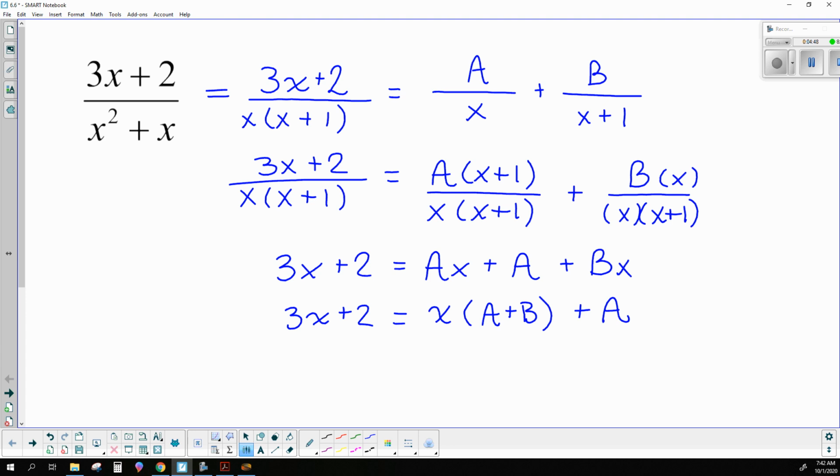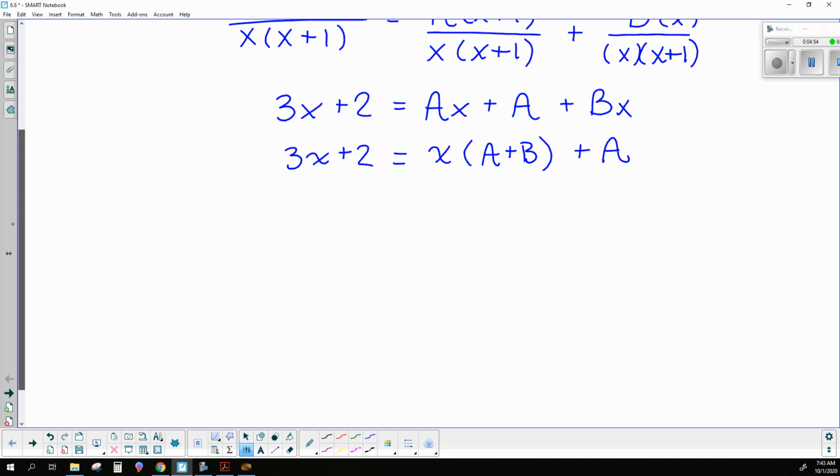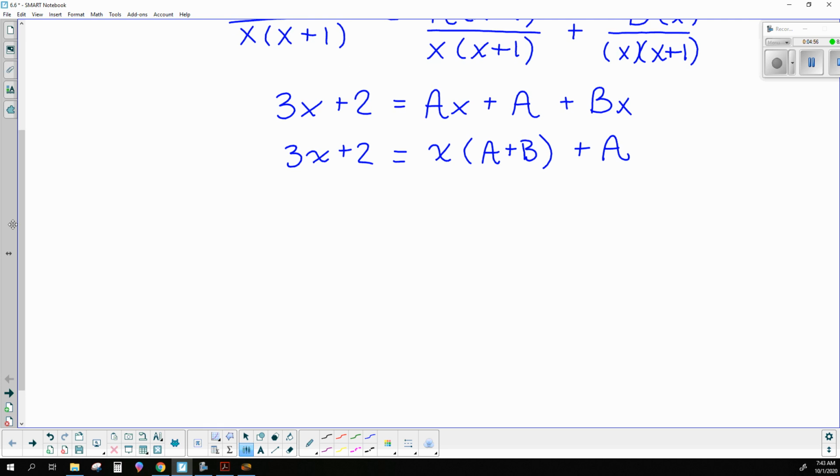Okay. So I'm going to scoot this down just so we can look at it. I will scoot it back up in a little bit. So this is what we're working with. This is where we can kind of compare the left to the right. Notice, my x term has a value of 3, which means this stuff must be equivalent to 3. So a plus b must equal 3 because that's how I get 3x.